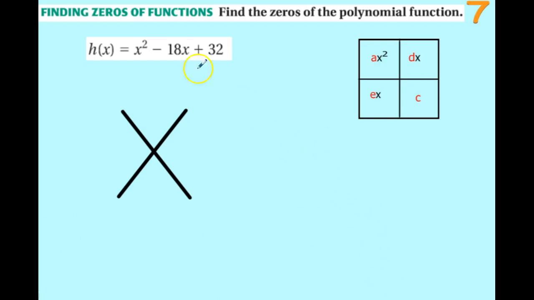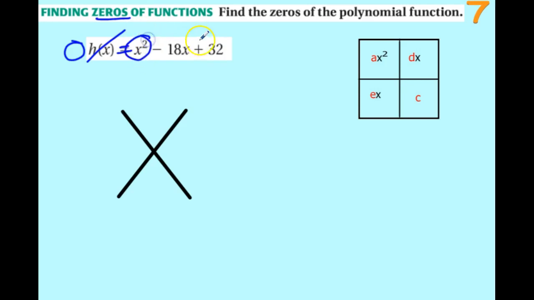All right, next one, same exact type thing. It just says find the zeros of the function. Again, meaning find out when it's equal to 0 what the two answers are. It's just a different way of saying find the two answers, find the solutions, find the zeros, find the roots. They all mean the same thing.